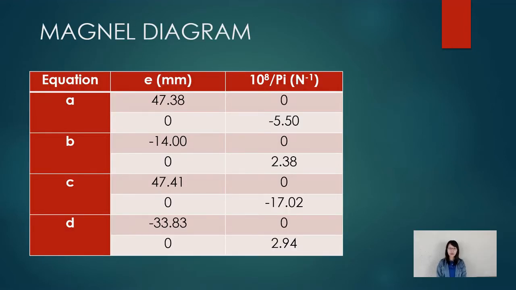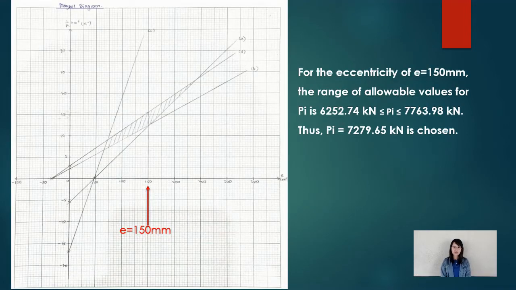Now I would like to present the Magnel diagram and cable profile. For the Magnel diagram, substituting values into the 4 inequalities for the prestress force yielded a range of possible values for prestress force and eccentricity as shown in the table. Next, the values obtained from the 4 equations were plotted and the Magnel diagram is formed. From the Magnel diagram, an eccentricity of 150 mm is chosen and substituted into equation B and equation D. The range of allowable values is between 6252.74 kN and 7763.98 kN.